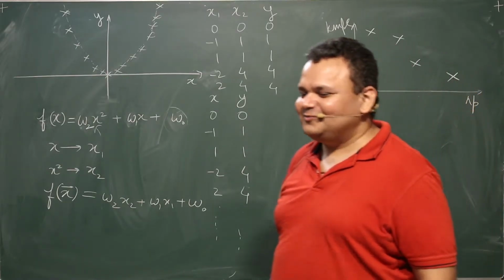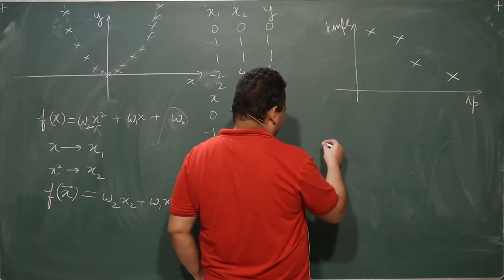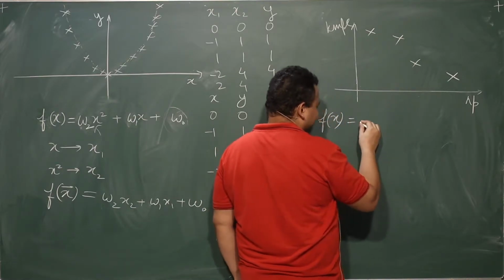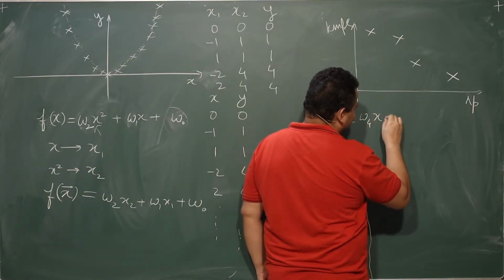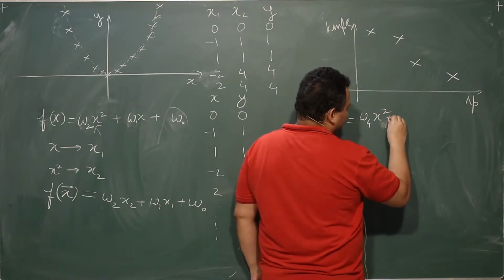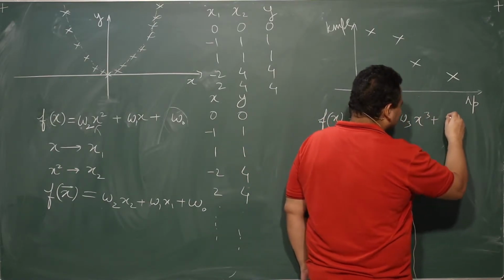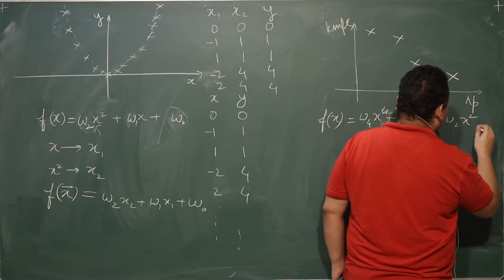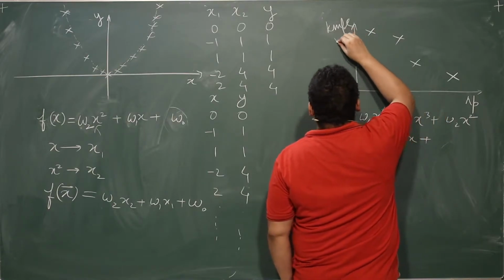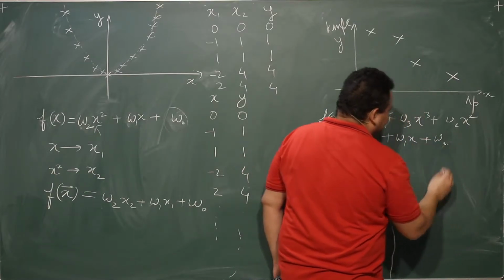Nothing is stopping us from fitting something of a higher order. We could fit using a 4-degree polynomial: y equals W4 x to the power 4 plus W3 x cube plus W2 x square plus W1 x plus W0.